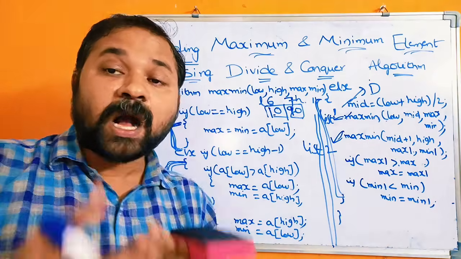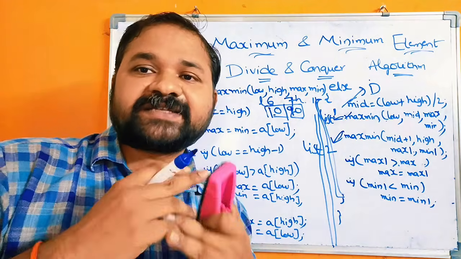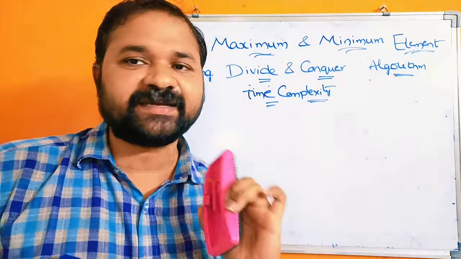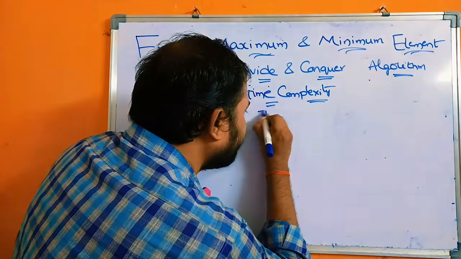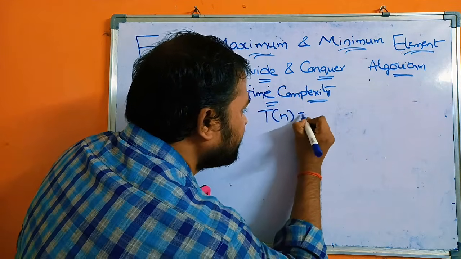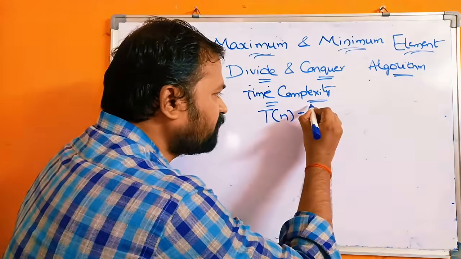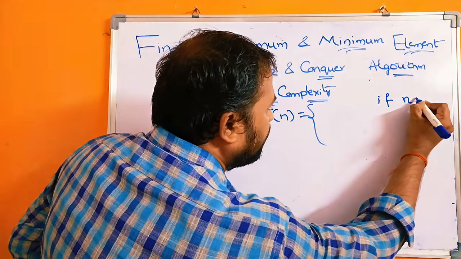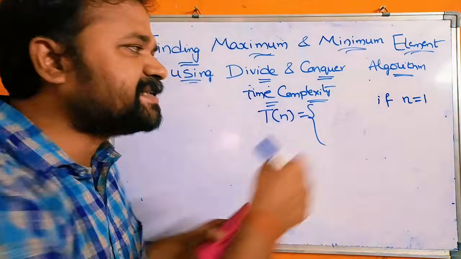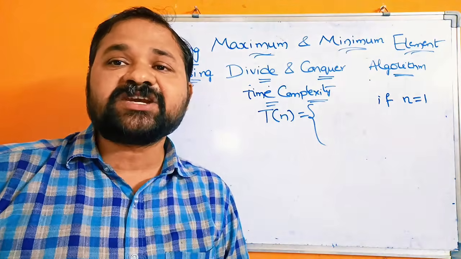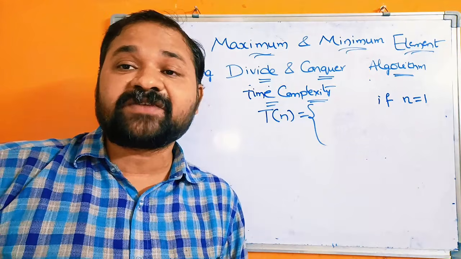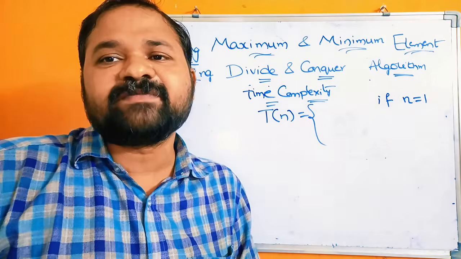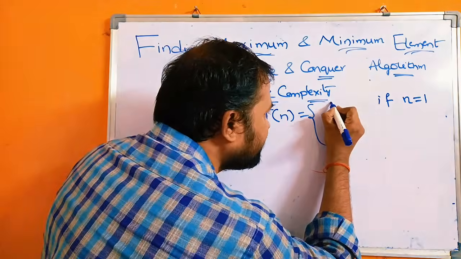Now let's see how to find out the time complexity. Here T of n means the time complexity for an array of n elements. T of n is equal to, within the curly braces, if the list contains only one element, that means n is equal to 1, then how many comparisons are required? 0 comparisons. Why? Because that element will become both the maximum and minimum element.